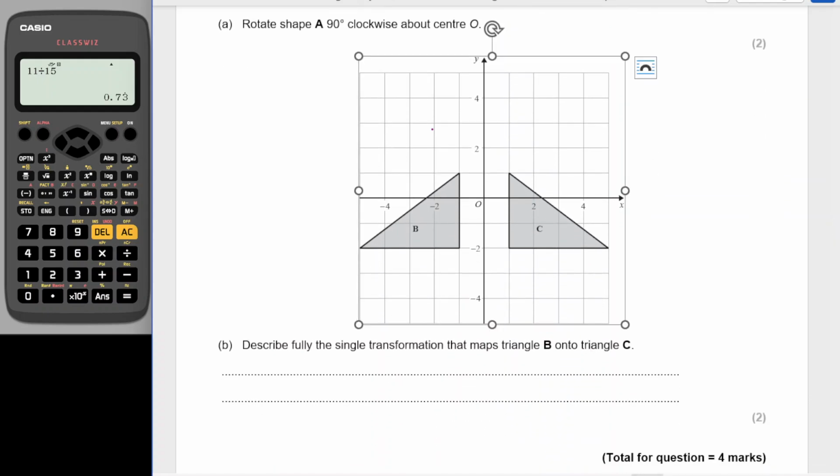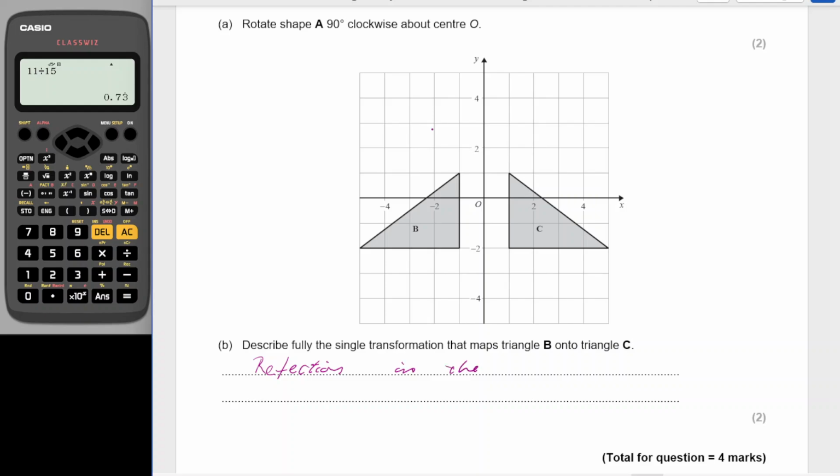Describe fully the single transformation that maps B onto C. So it's a mirror image, so it's a reflection in the line x equals 0, or you can say the y-axis. Both of those are fine.